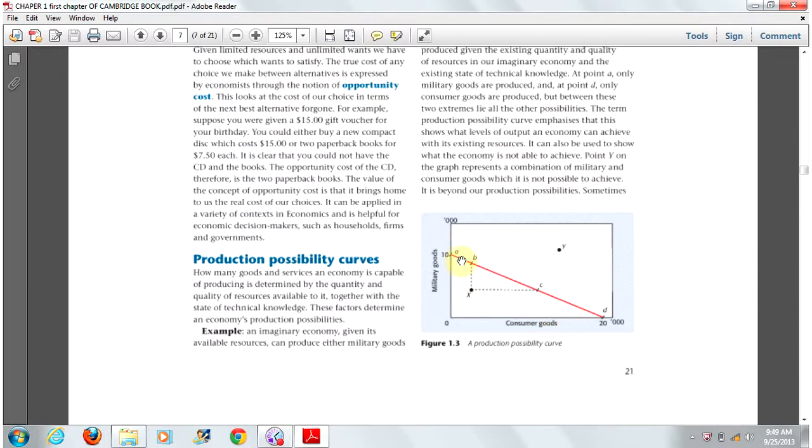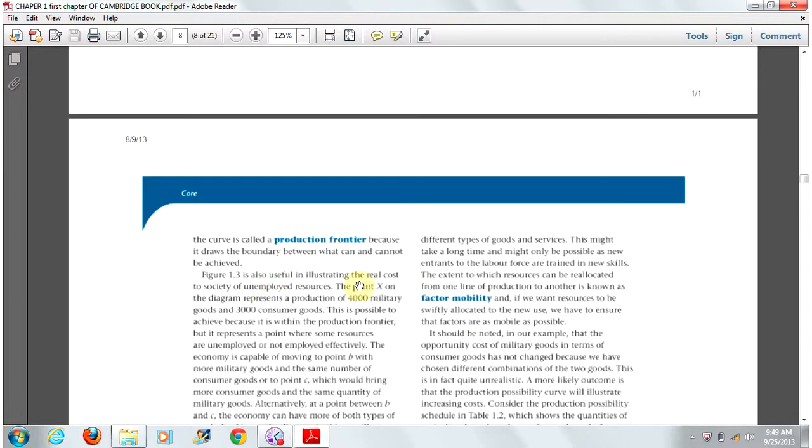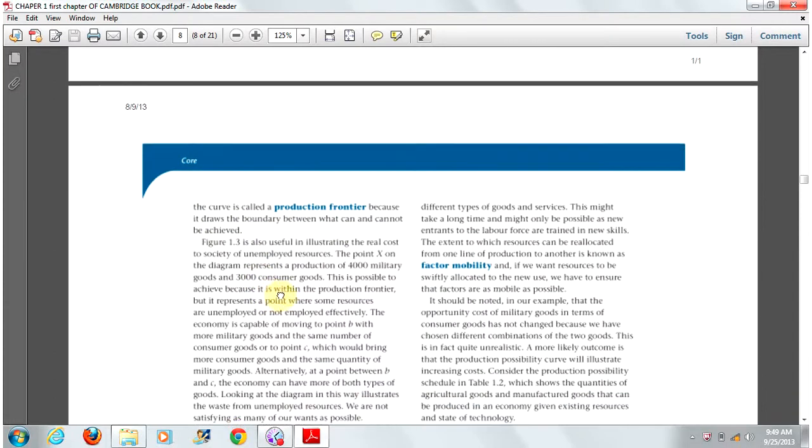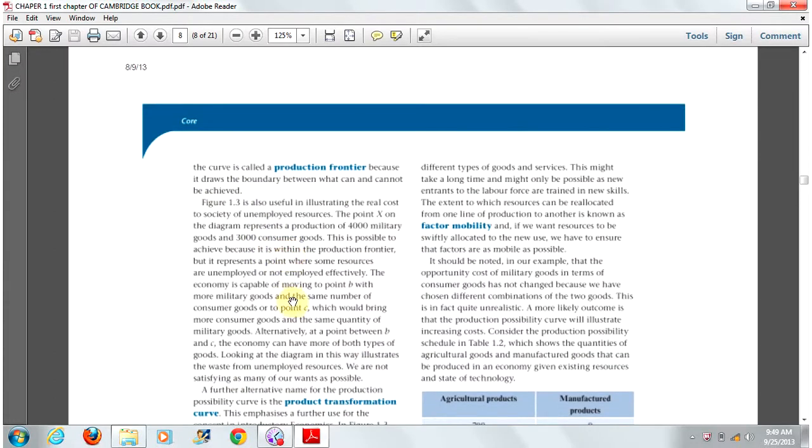Okay, so back to the reading. Sometimes the curve is called a production frontier because it draws the boundary between what can and cannot be achieved. Figure 1.3 is also useful in illustrating the real cost to society of unemployed resources. The point X on the diagram represents a production of 4,000 military goods and 3,000 consumer goods. This is possible to achieve because it is within the production frontier, but it represents a point where some resources are unemployed or not employed effectively.